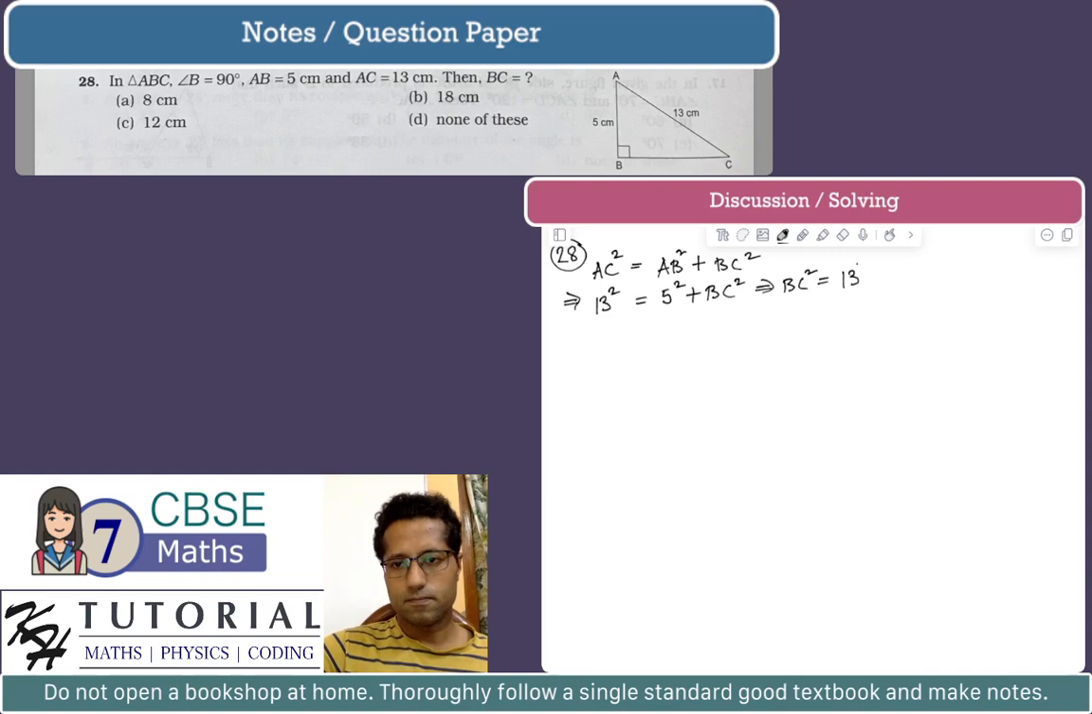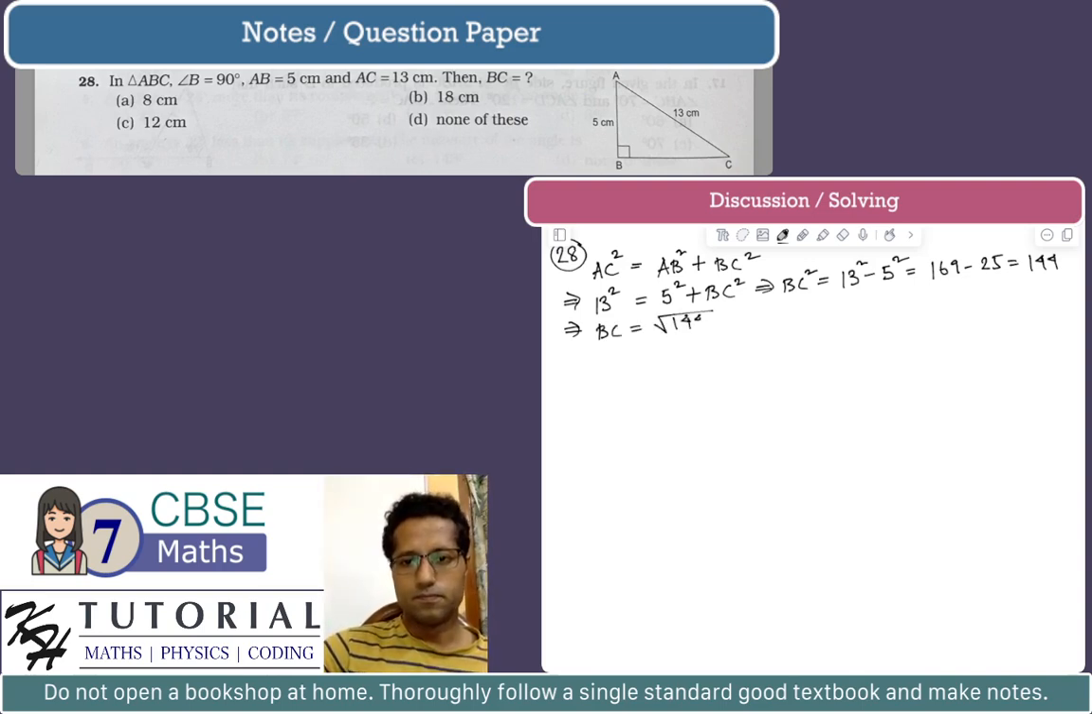So this implies BC square is equal to 13 square minus 5 square. 13 square is 169 and 5 square is 25. This is equal to 144. So BC is equal to the square root of 144, which is equal to 12. So BC is 12 centimeters. So the correct choice is C. Okay, let's do problem number 29.